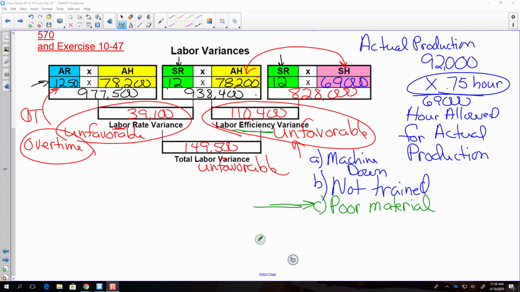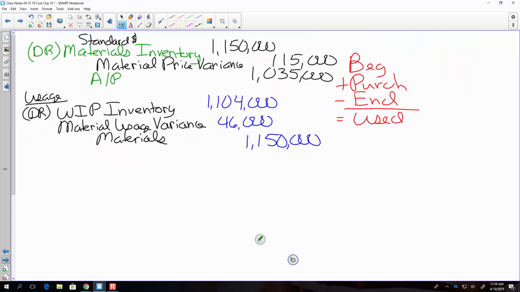So what I'd like to do now is make the journal entry for this particular wage or labor cost. And again, let's pop to 553. It's at the bottom of page 553 and the top of page 554. So let's make the journal entry here. I'm going to use the same worksheet. I'll put the page number down for reference, 554.